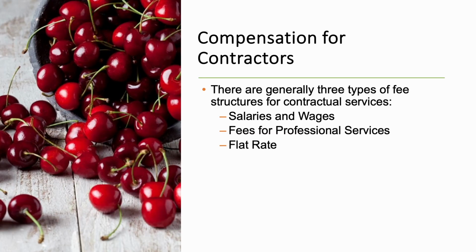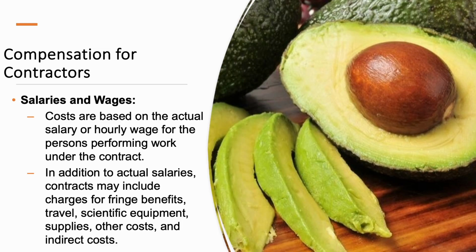There are generally 3 types of fee structures for contractual services: salaries and wages, fees for professional services, and flat rate. For the fee structure, salaries and wages, costs are based on the actual salary or hourly wage for anyone performing work under the contract. The distinction for this fee structure is that in addition to actual salaries, contracts may itemize charges into budget categories for fringe benefits, travel, scientific equipment, supplies, other costs, and indirect costs.